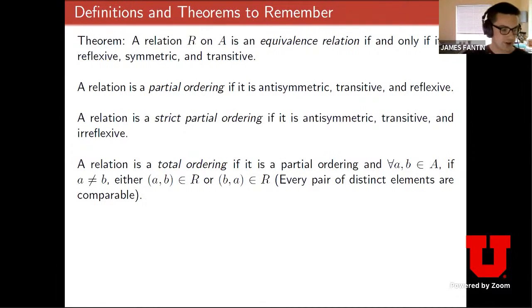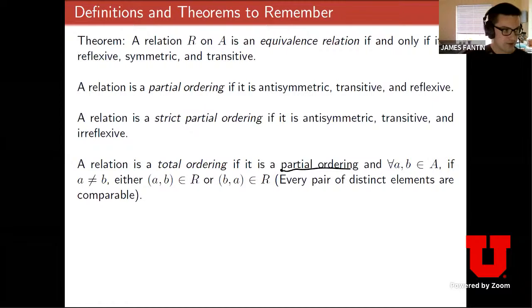And then we have some of the special ordering properties. A partial ordering is antisymmetric, transitive, and reflexive. We have a strict partial ordering if it's antisymmetric, transitive, and irreflexive instead of reflexive. And then a total ordering is something on top of a partial ordering where for any two values that are not equal, either (A, B) is related or (B, A) is related, so that every pair of distinct elements is comparable in some way.